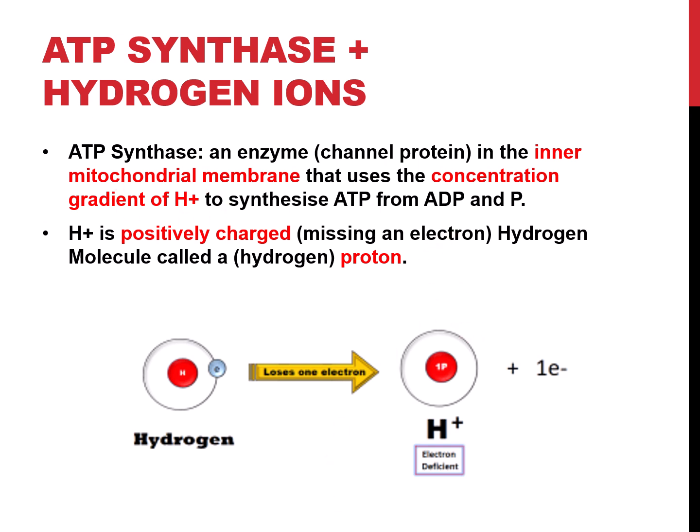Again, just to reiterate what that is, if this is our membrane, we have lots of hydrogen ions up the top, and we have less down the bottom. That is what we call a concentration gradient, because it's high at one spot, low at another. So then, if there is a channel protein, these ions will passively diffuse through, through simple diffusion.